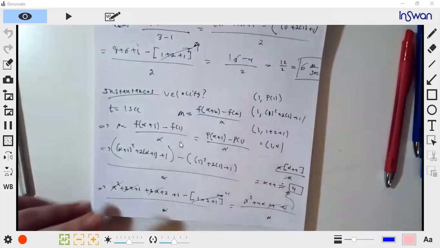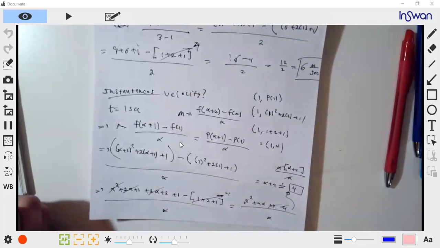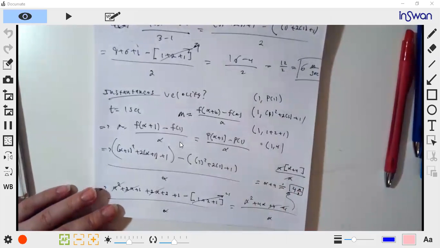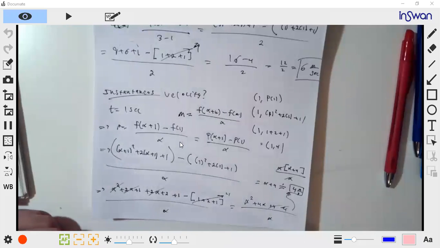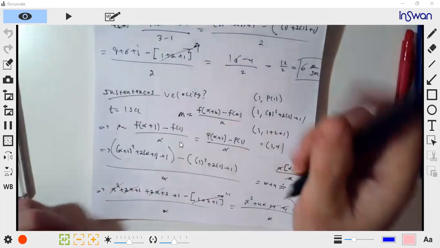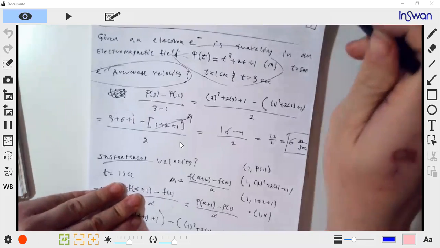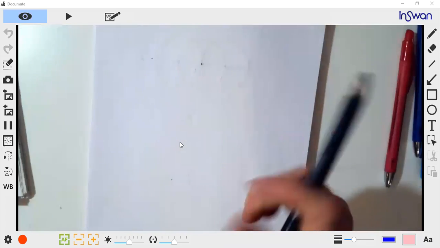Wow. So the instantaneous velocity of the electron at the time equals 1 second inside the electromagnetic field is 4 meters per second. Whereas its average between 1 second and 3 seconds was 6 meters per second. So clearly the electromagnetic field must have sped it up. It must have sped the electron up for the average to output that value.